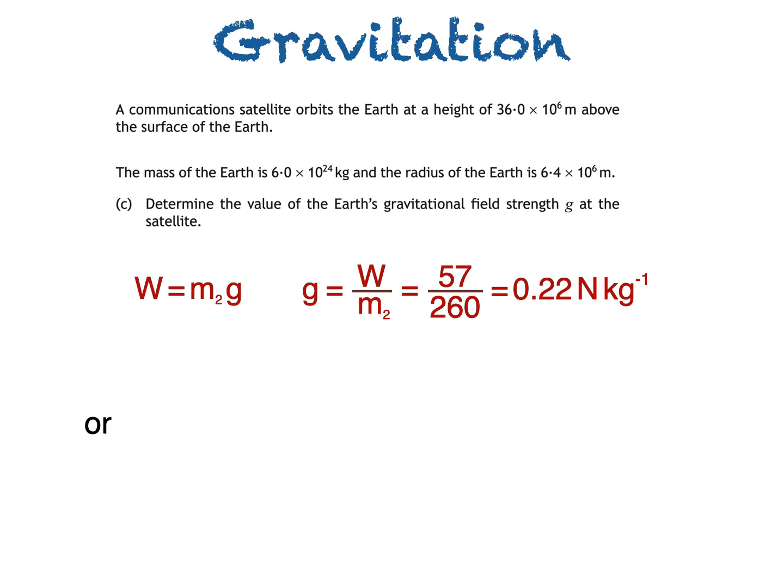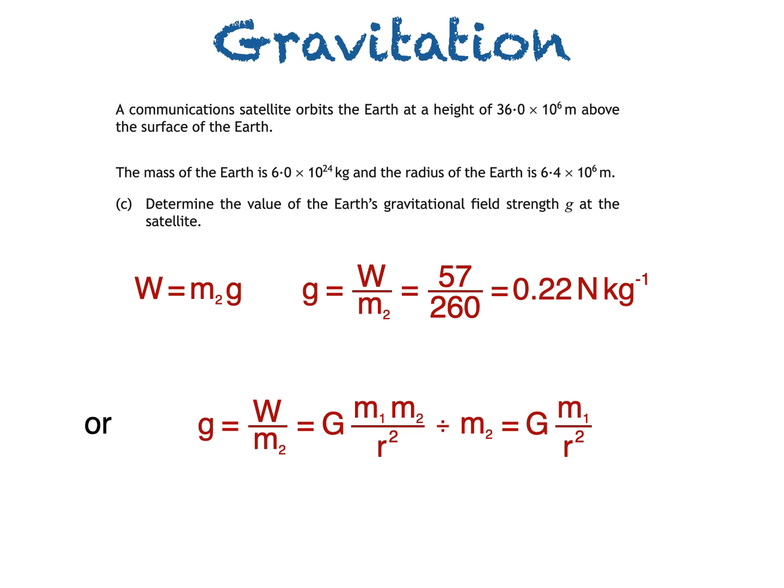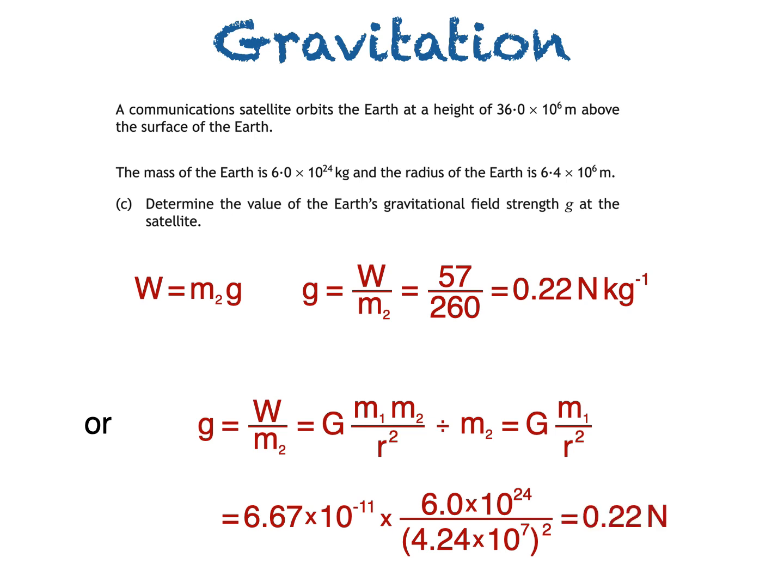As we saw before, gravitational field strength is equal to the satellite's weight divided by its mass. Since its weight is the gravitational force of attraction between the satellite and the Earth, we can substitute the equation for gravitational force into the equation like so. That can then be simplified to uppercase G, the universal constant of gravitation, times m1 over r squared, where m1 is the mass of the Earth and r is the distance from the centre of the Earth to the satellite. If we substitute the values into that equation, we get this, which unsurprisingly works out to 0.22 newtons per kilogram all over again.